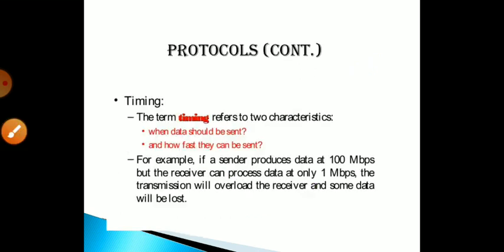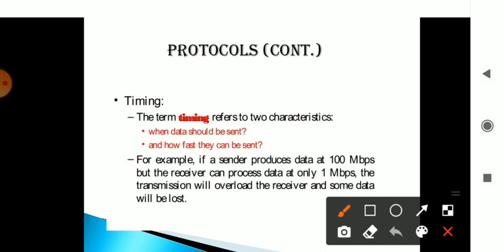Then the timing in the protocol is nothing but when the information is being sent or received, and at what rate the information is being transferred. It is checked in the timing part when it is being sent and at what rate it moves from one end to another. For example, the sender sends at 100 Mbps, but the receiver can process the data only within a particular limit of bits per second when it is being transmitted over any of the lines.